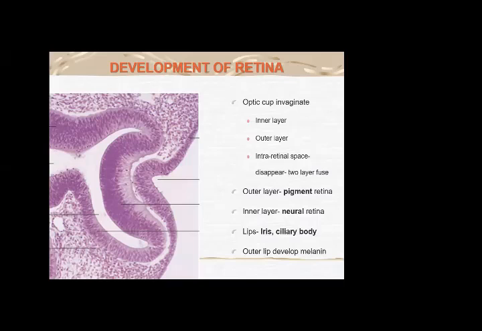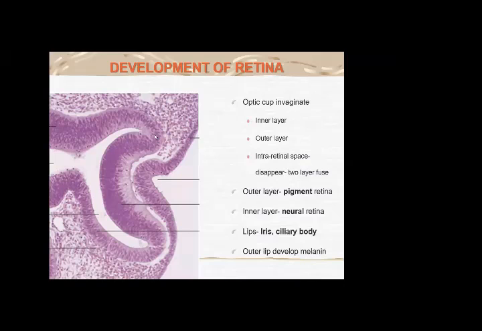Inner and outer layer fuse with each other and obliterate this. With the fusion, this intraretinal space disappears. ये जो outer layer है ना, this develops into the pigment layer of the retina. The inner layer develops into the neural layer of the retina.